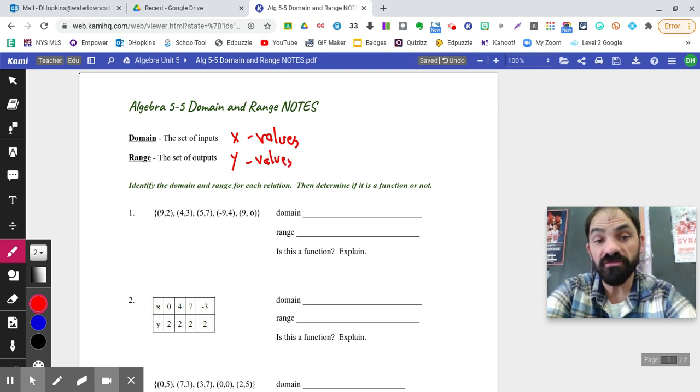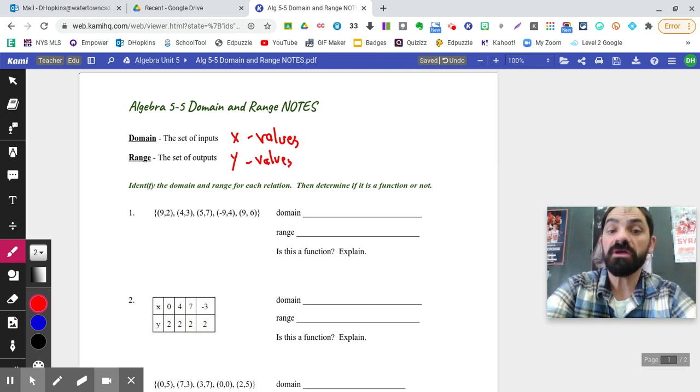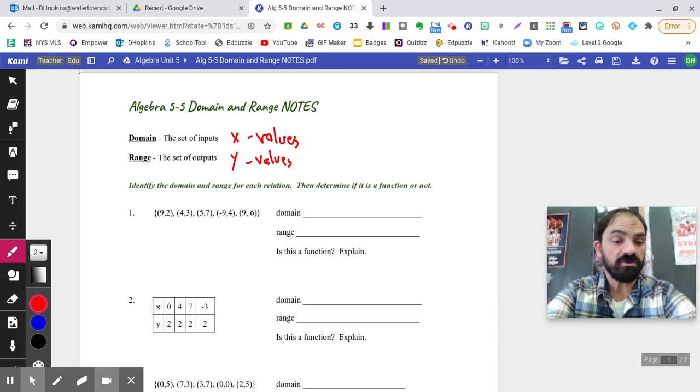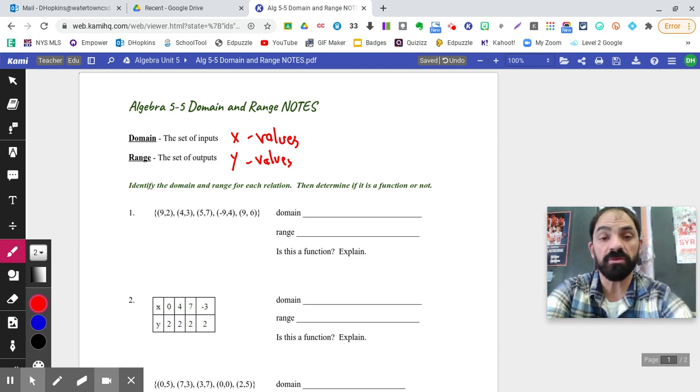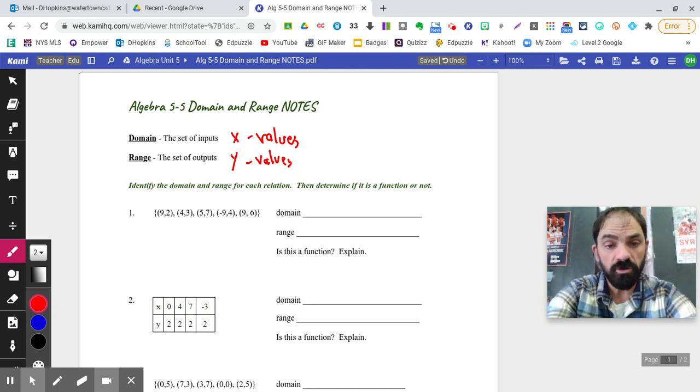Okay, so identify the domain and range of each relation, then determine whether it's a function or not. So remember, in order to be a function, x's cannot repeat themselves, right? So no x can have more than one y. So here we go. Domain, again, is all the x values.